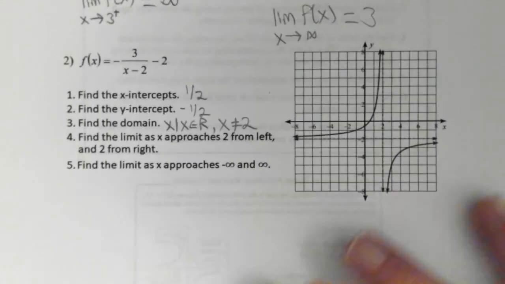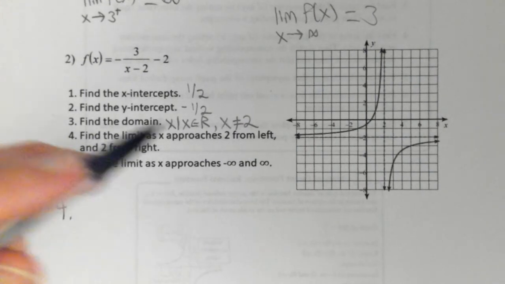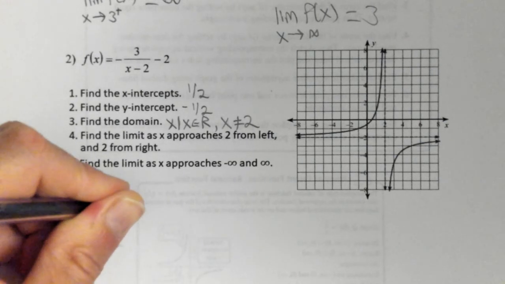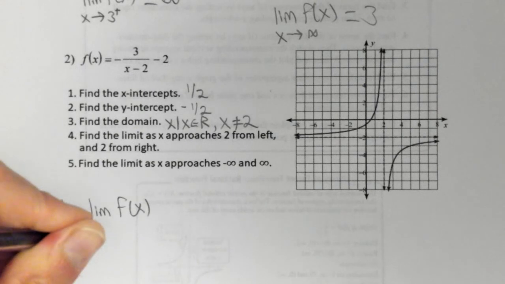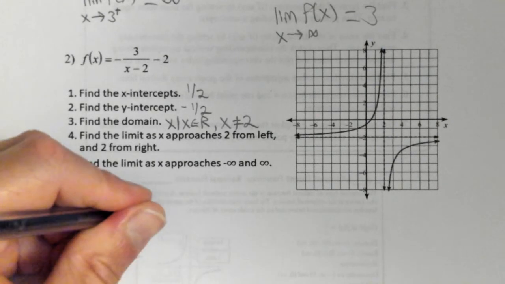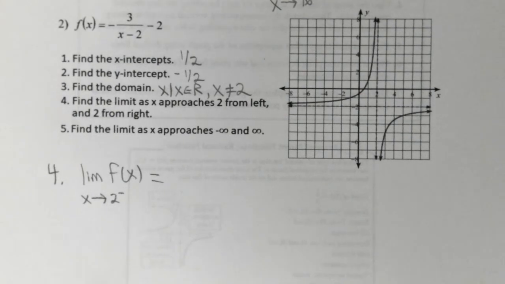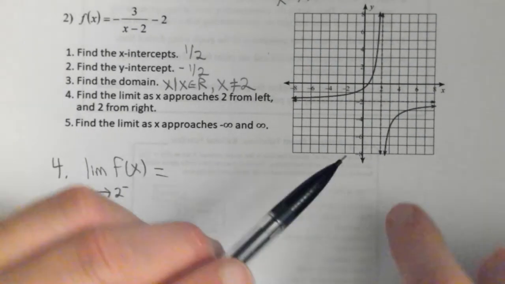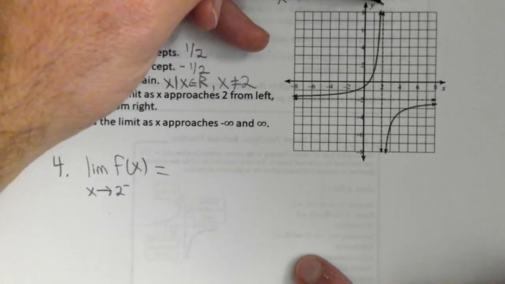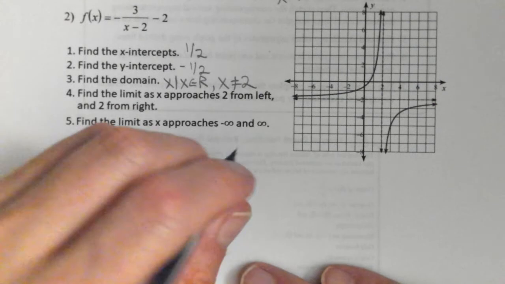Okay, so now we're asked to find some limits here on number 4. We're asked to find the limit as x approaches 2 from the left. So the limit of f of x as x approaches 2 from the left. That's what we want to try to figure out. Alright, so when x approaches 2 from the left, what does the function get closer and closer to? Well, it continues to rise the closer you get to 2, and so I would say that approaches positive infinity.